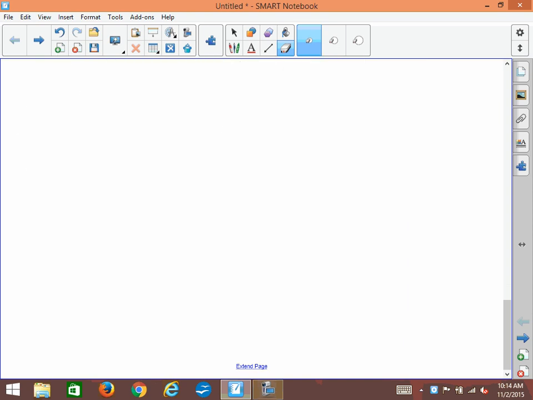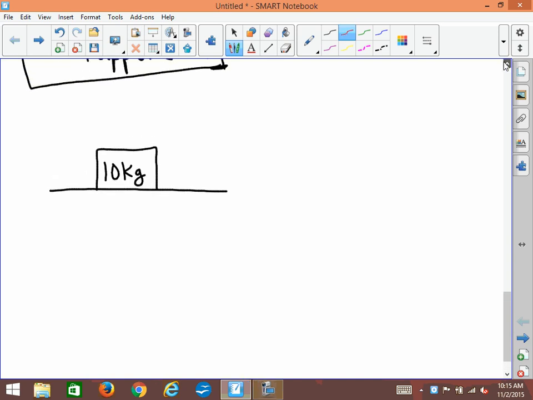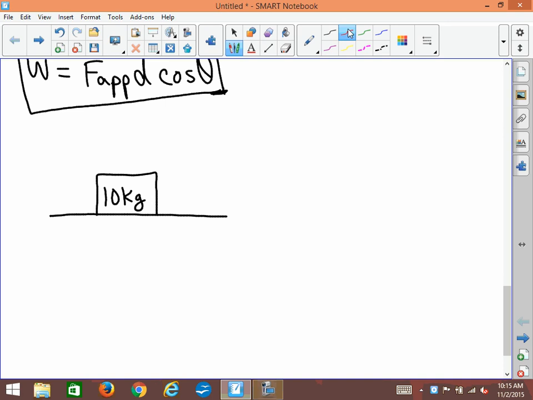A couple of examples maybe, just to do it really quickly. Let's actually work out one question. Let's make it 10 kilograms. Let me move this up a bit, and we'll apply a force. Well, you know what? We can pull it this way. Push or pull doesn't matter. There's my applied force, and I will tell you that my applied force is at an angle of 30 degrees, and the applied force is 50 newtons. Okay?